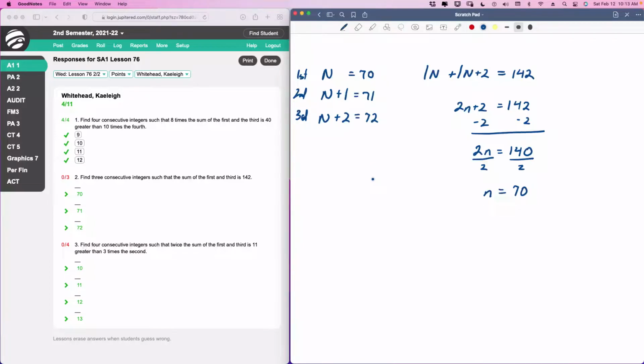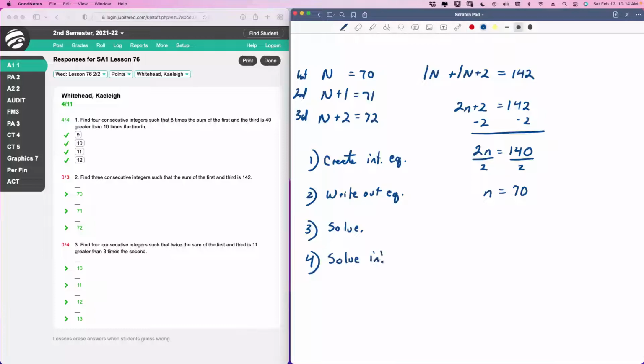You see, it's not that hard. It's just about understanding the process. Step 1, create the integer equations. Step 2, write out the equation. Step 3, solve the equation. Then step 4 is to solve the integer equations. Those are your 4 steps.